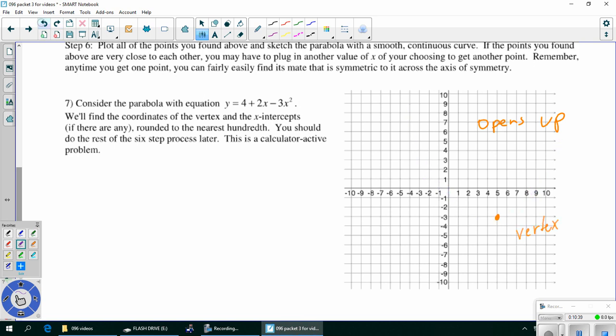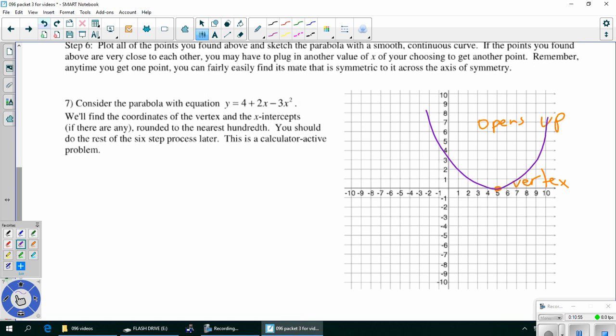Suppose now we keep it opening up, but now I'm going to put the vertex right on the x-axis. Suppose that this is the vertex, and it opens up. Now how many x-intercepts will we have? Well, this is a special case. It's just going to barely graze the x-axis and run away. It's going to have only 1 x-intercept.